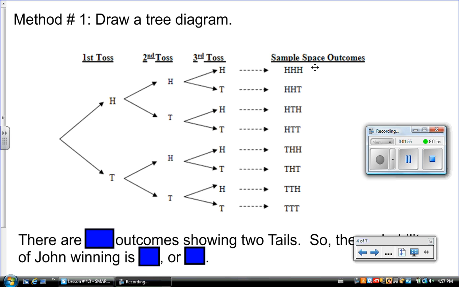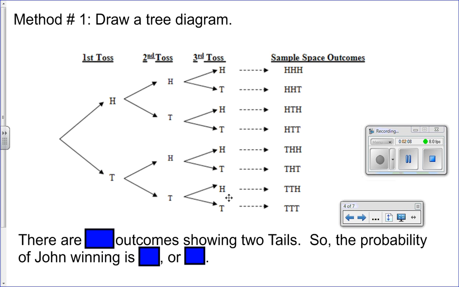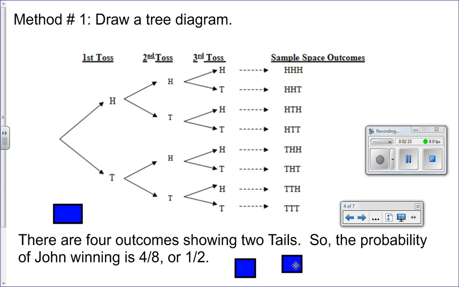Okay, and then here we can see our sample outcomes. 3 heads, 2 heads and a tail, heads, tail, heads, and so on. Now, looking at this, we can see that there are 4 outcomes showing 2 tails. Got 1, 2, 3, and 4. So the probability of John winning is 4 out of a possible 8, or 1 over 2.